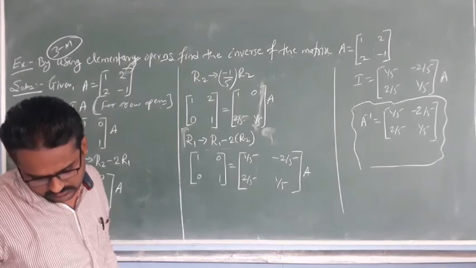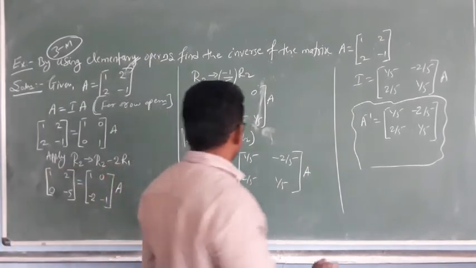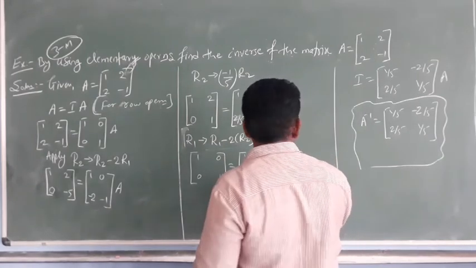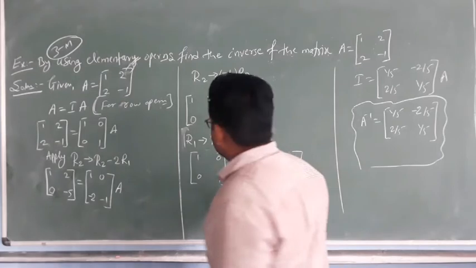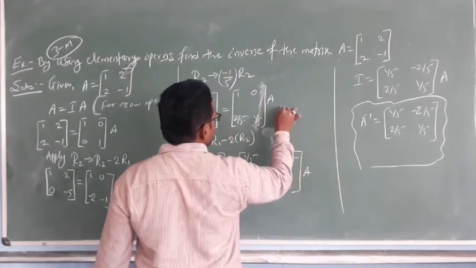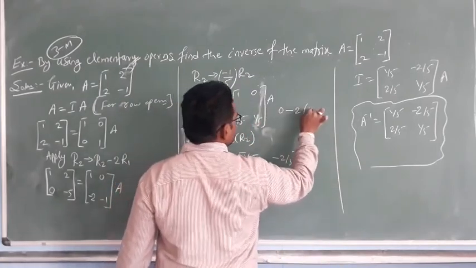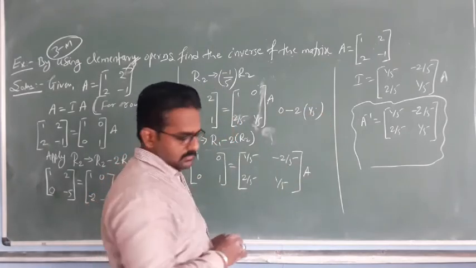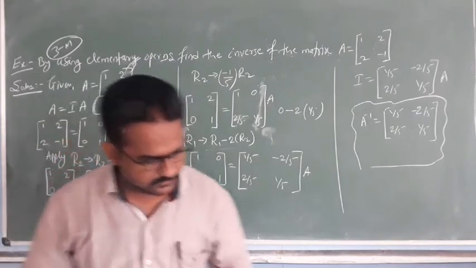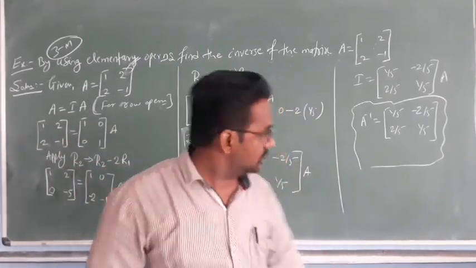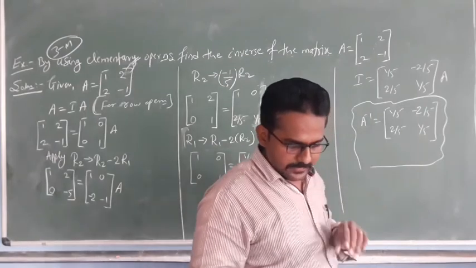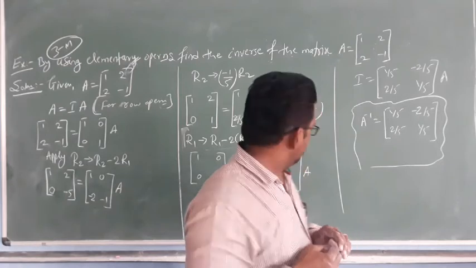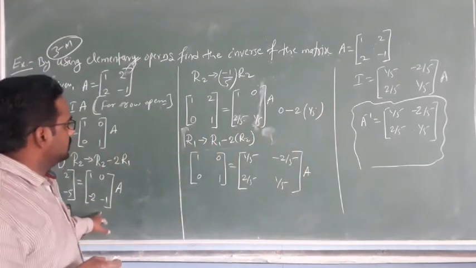One sec students, sorry. It will not come minus. One sec students, it is positive. Okay, second element: 0 minus 2 into R2, which is 1 by 5. So here I got it wrong. One second, students. Here you have to get the minus. R2 changes to minus 1 by 5 R2. Oh yes, here I made the mistake, I think.